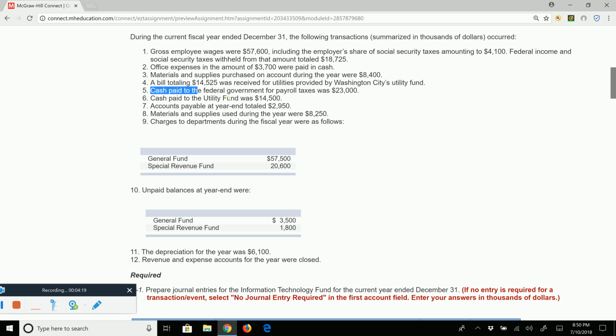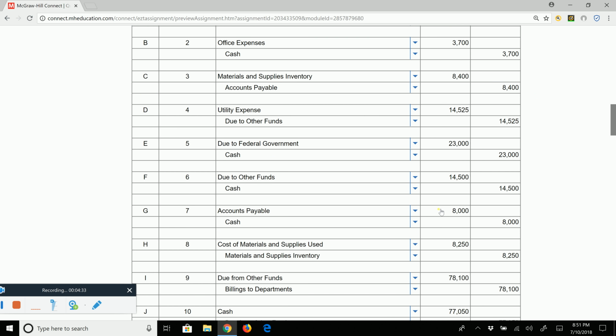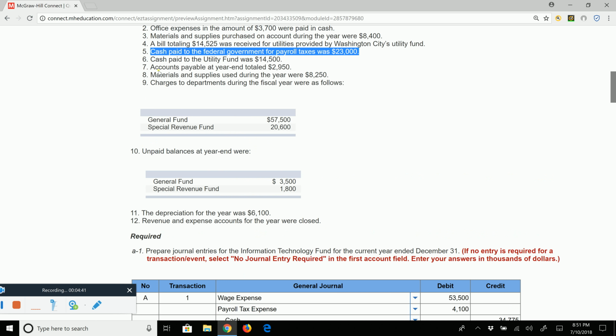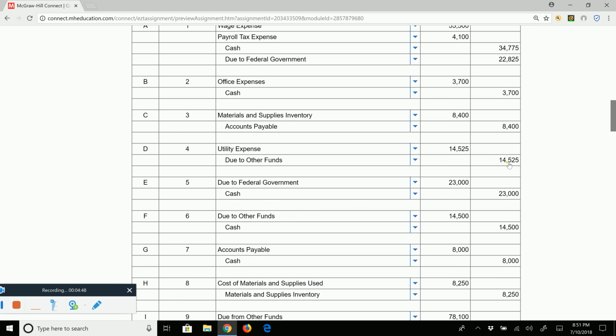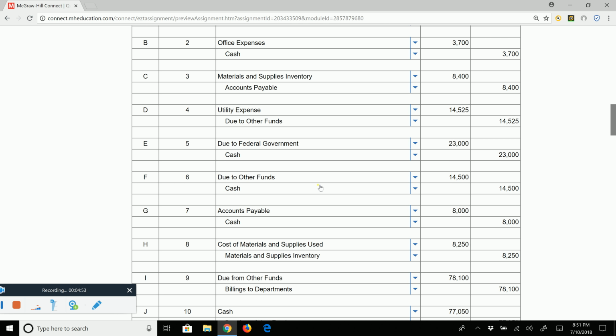Number five, cash paid to the federal government for payroll taxes. So we're basically paying on our amount due to the federal government. That is $23,000. So we're going to debit the liability due to federal government, and we're writing a check, so we'll credit cash. Number six, cash paid to the utility fund, $14,500. So that amount, $14,525 that we entered into in number four, we're primarily paying all of it. So we'll debit the liability due to other funds, and we'll credit cash.